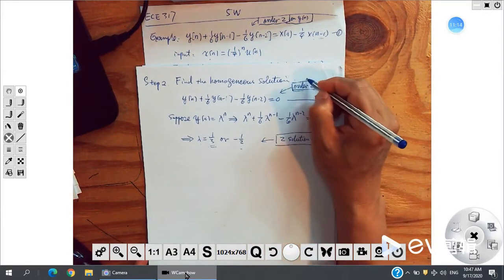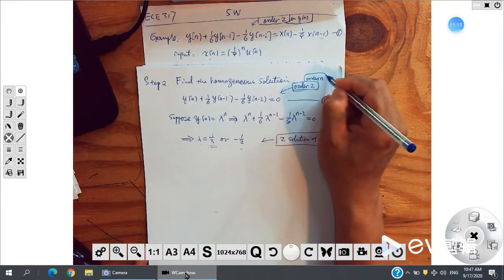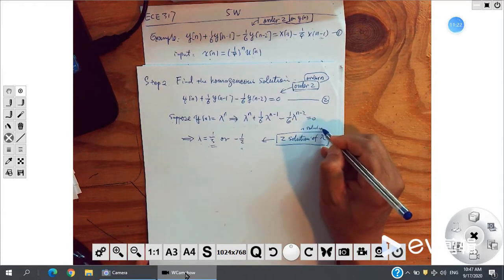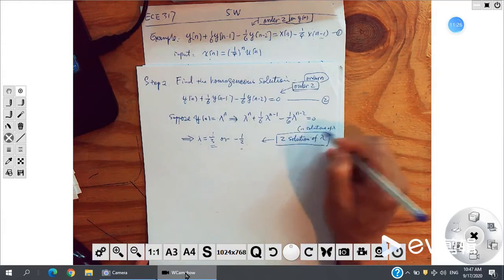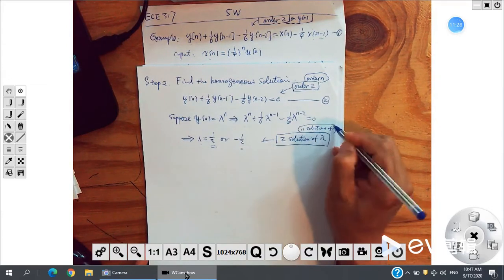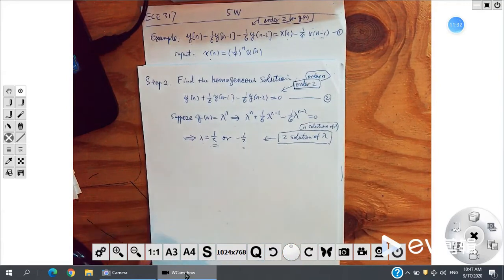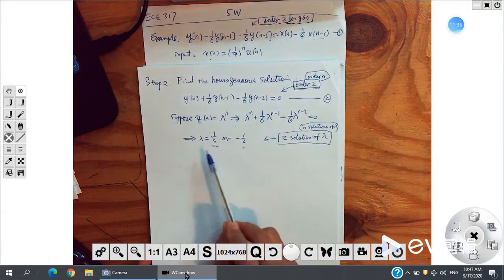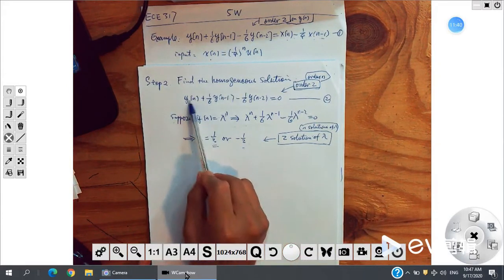If this is order n, then here you will have n solutions of lambda. Alright. In this example, we only have 2. If you consider some high order system, then here you maybe have more lambda, depending on the order. Okay.